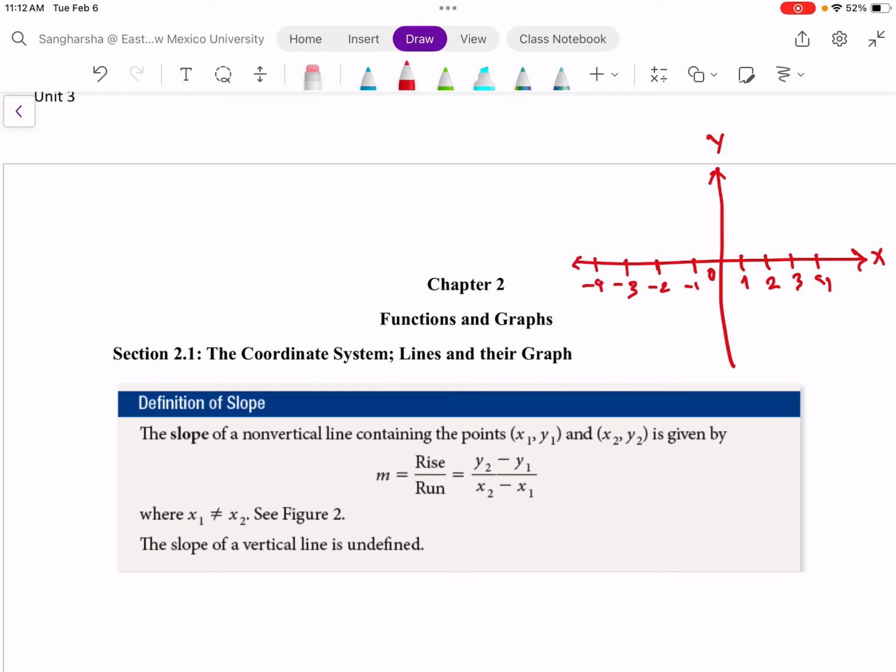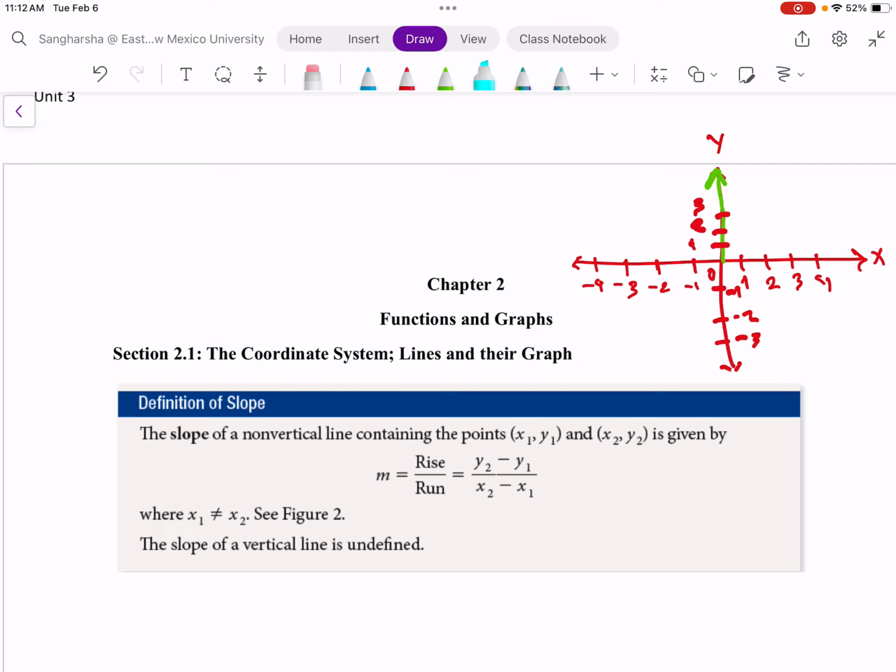Now, what kind of number do we find above the x-axis along the y-axis? What kind of number do we find along this part here? Positive numbers, right? So we have positive 1, positive 2, positive 3. If we go below the x-axis along the y-axis, we have negative numbers: negative 1, negative 2, negative 3, and so on.